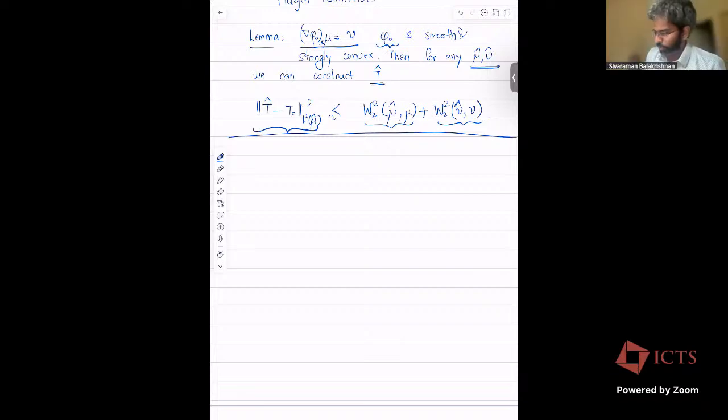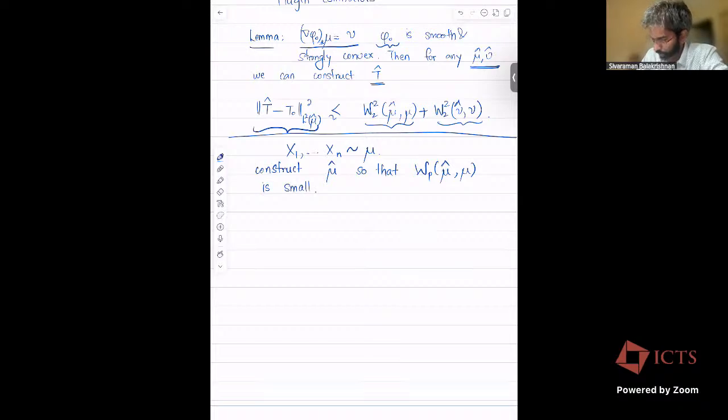Okay, so the focus for today will be to answer the question, how do I make the terms on the right-hand side in this bound small? So here's the setting we're going to think about. We just have a single measure and I sample from it. And I would like to construct some mu hat so that, let's say, the WP distance between mu hat and mu is small. This will be our question for today.